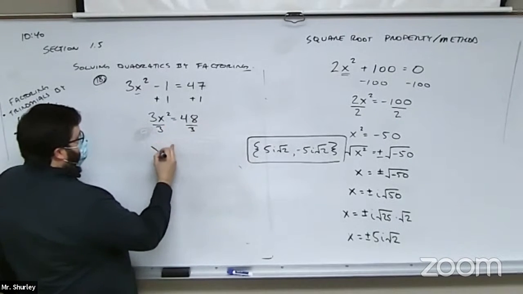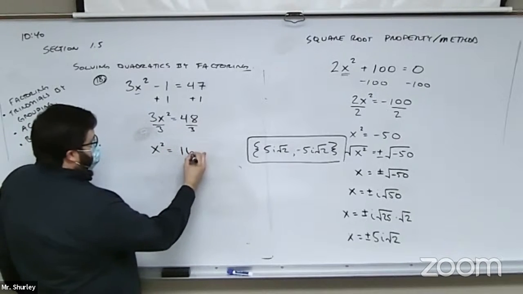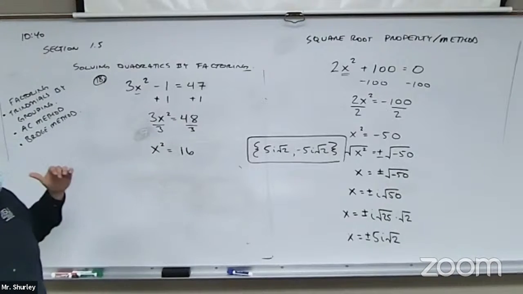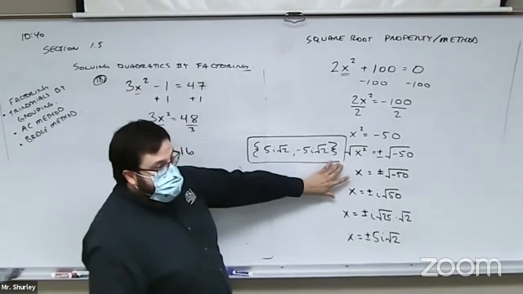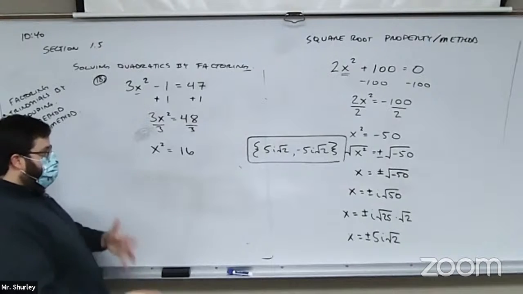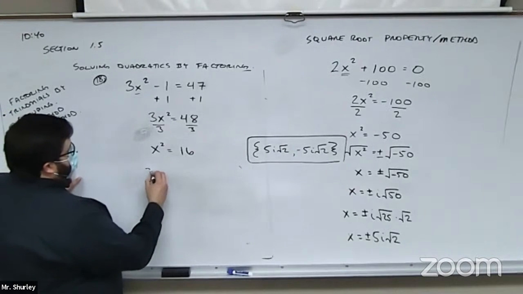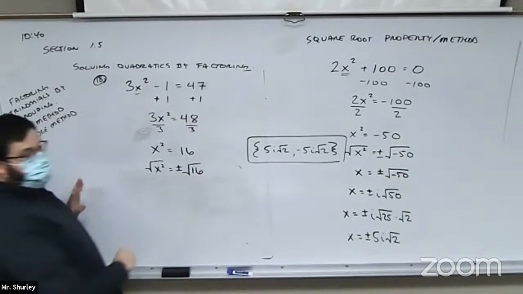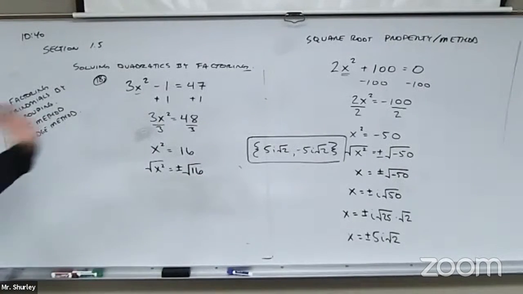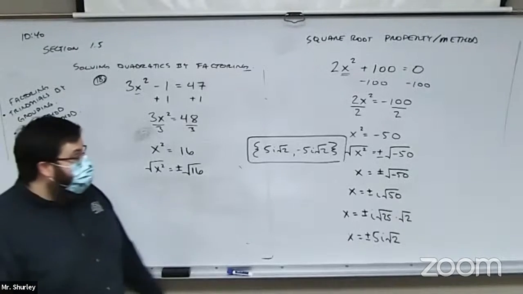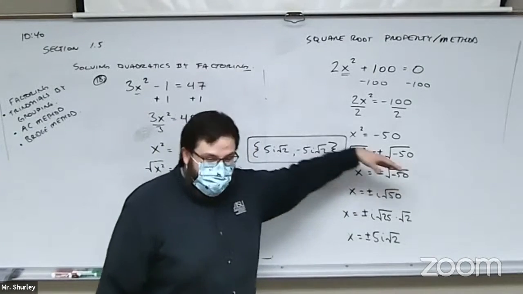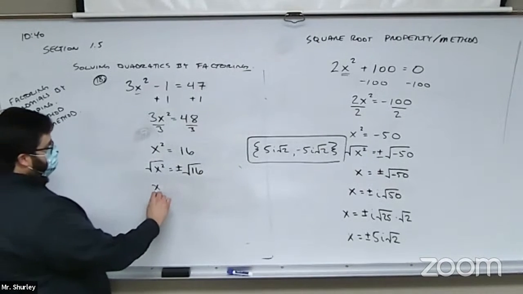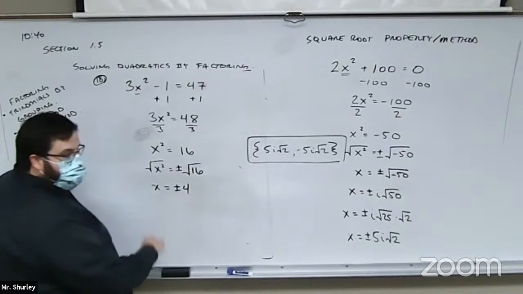What's 48 divided by 3? 16. Oh, this is nice, because 16 has a perfect square root, right? So now we take the square root of both sides. But when we do that, we do not forget to attach the plus or minus. This one's a lot easier to simplify than the negative 50, right? I mean, we got a real number. It has a nice square root. So we wind up with our two answers, plus or minus 4.